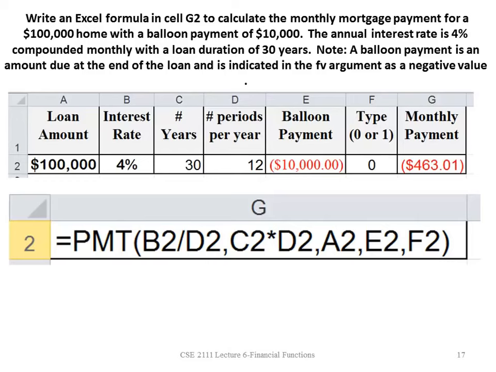Notice our future value argument is cell E2 because now we are going to owe $10,000 at the end of this transaction because we are going to make a balloon payment at the end. And the balloon payment is just one large sum that we will pay at the end.